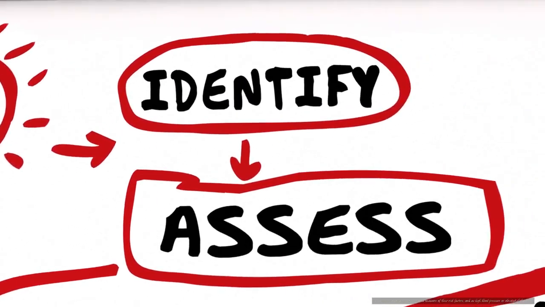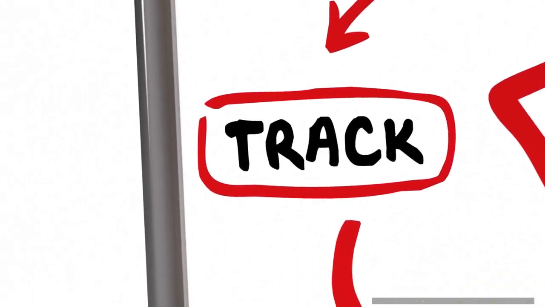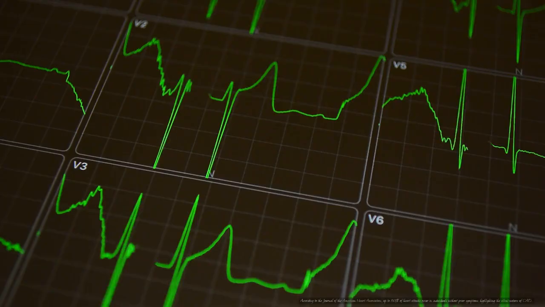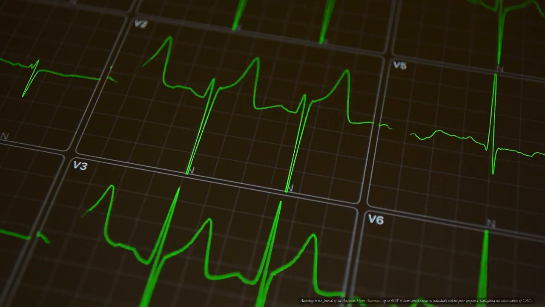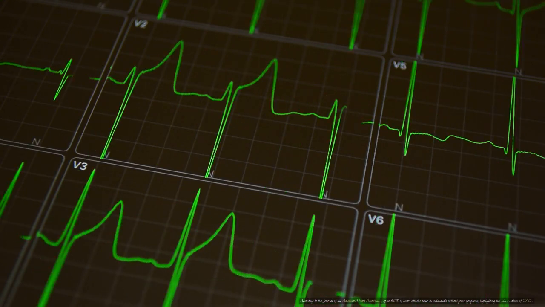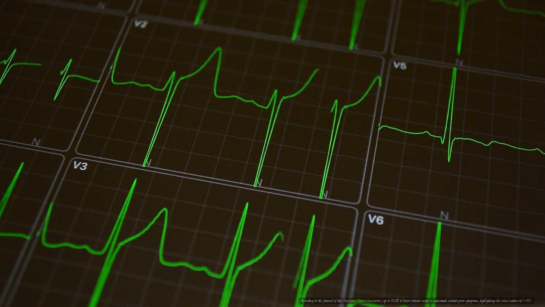Lack of awareness. A significant number of people remain unaware of their risk factors, such as high blood pressure or elevated cholesterol. According to the Journal of the American Heart Association, up to 50% of heart attacks occur in individuals without prior symptoms, highlighting the silent nature of CAD.